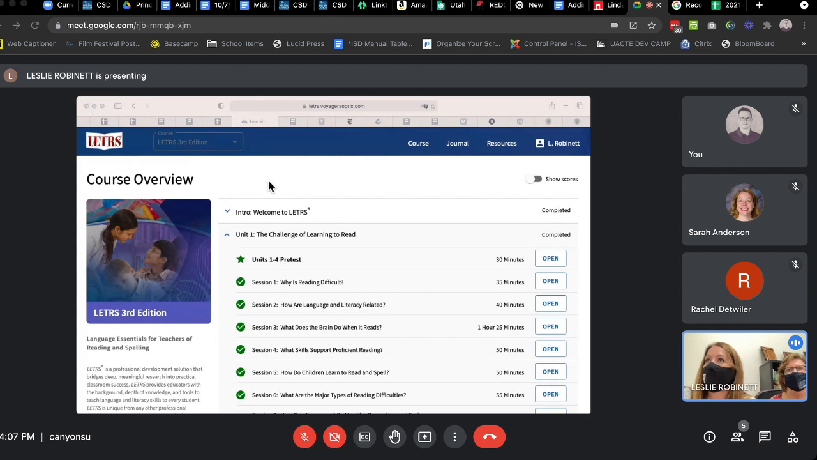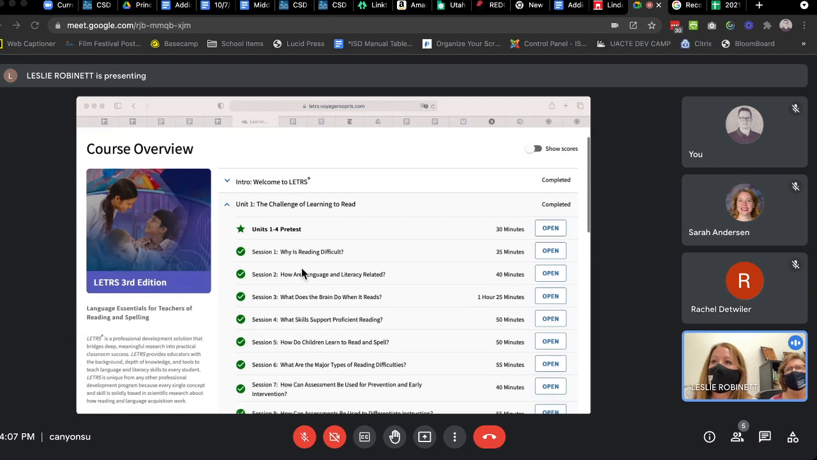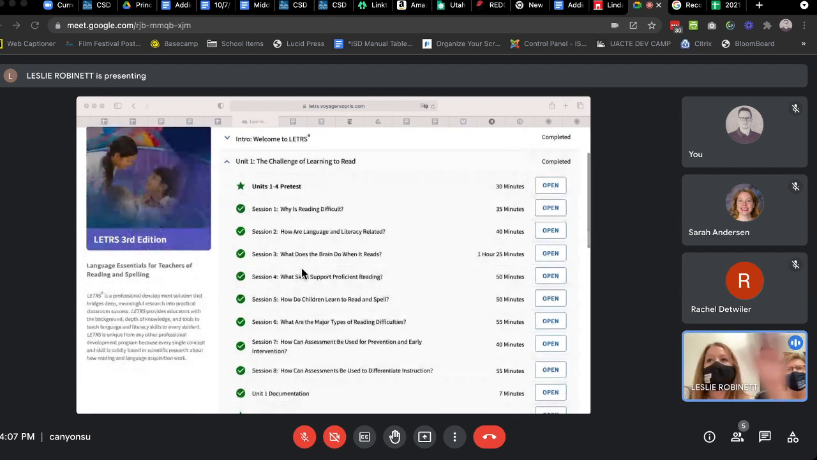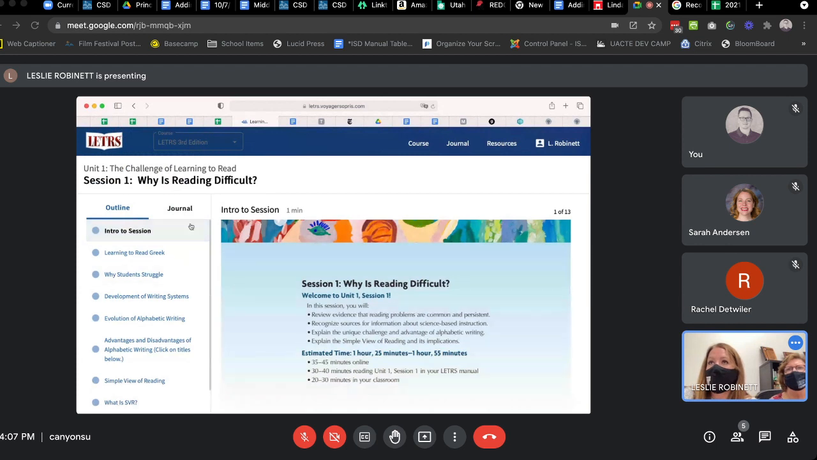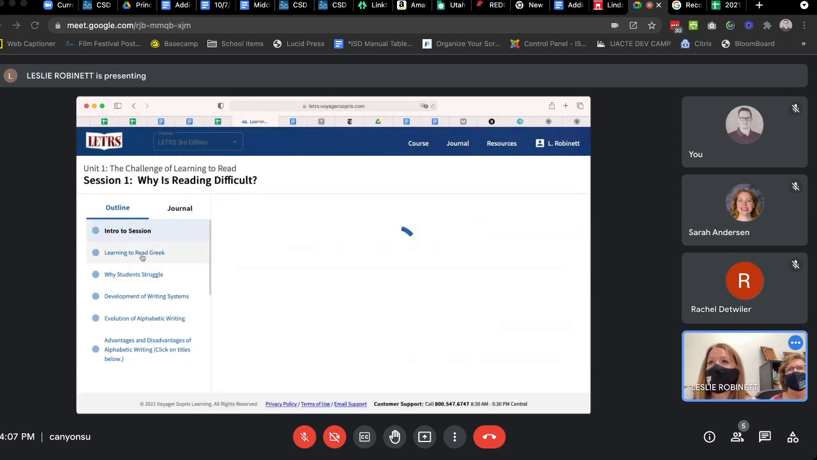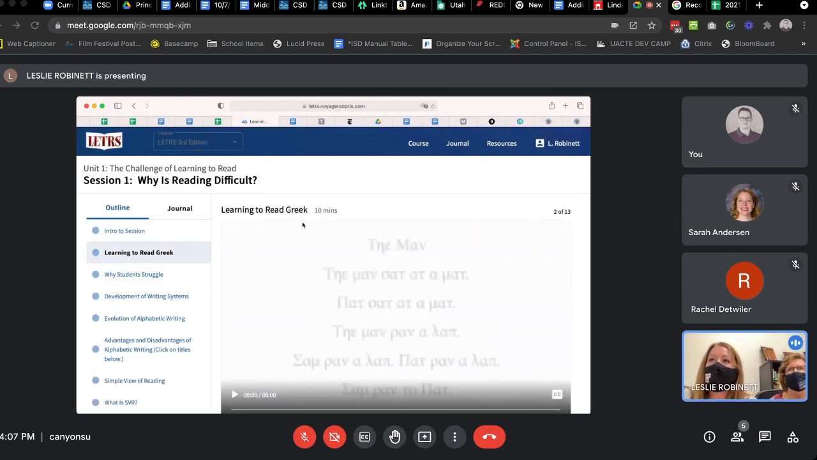It's letters.vohsopris.com, and you can see mine there. You can see on the main page for each unit, they have it by session. So again, I would read session one in the manual, then come and do session one here. And I'm just going to work through the session and work through all of the different parts. And it kind of tells you how long to take for each.